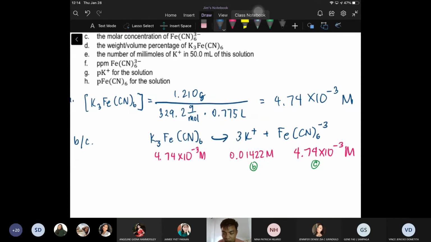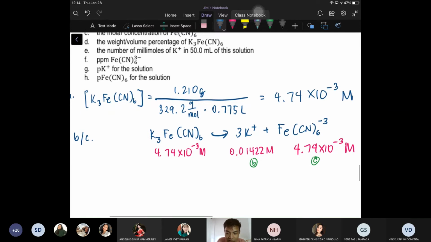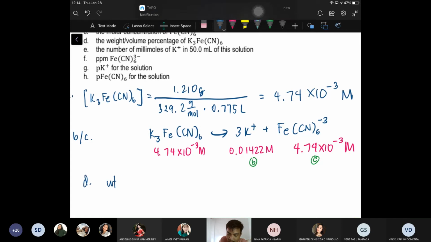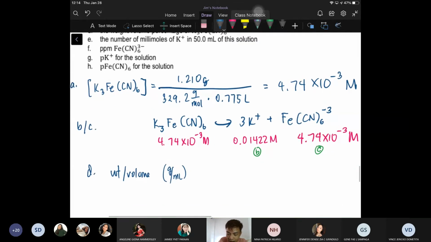Letter D. Weight per volume percentage of K3Fe(CN)6. So the weight per volume is just like density. When we say weight per volume, it's just like density. Your weight is in grams, and your volume is in mL. So let's solve for that.